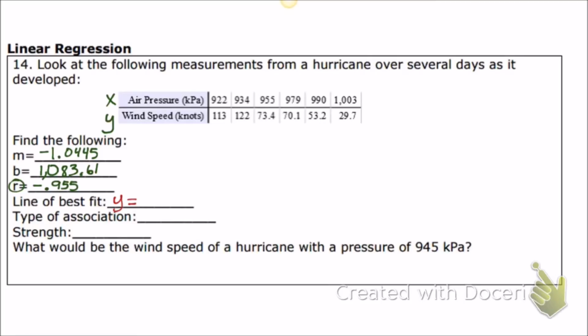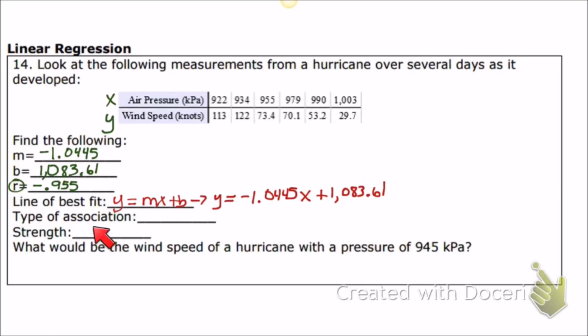Remember, y equals mx plus b. So we're going to use those numbers and we're going to plug them in, all right? So we're going to write y equals, instead of m, we're going to write negative 1.0445, and then x, and then we're going to write our b. It's positive, so we're going to write plus 1083.61, okay?